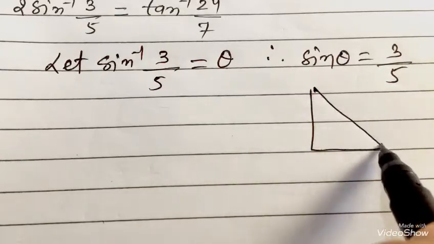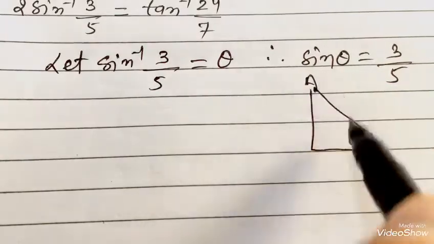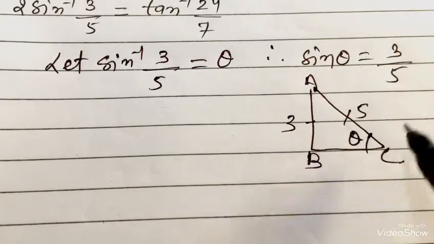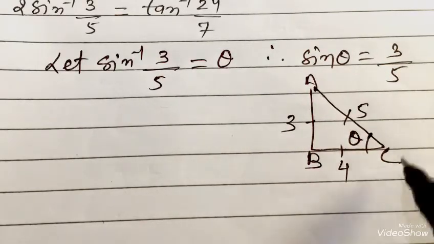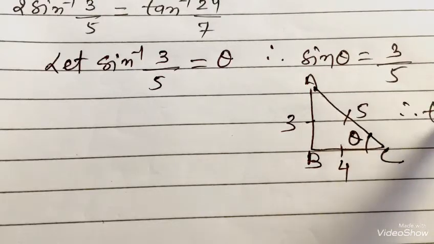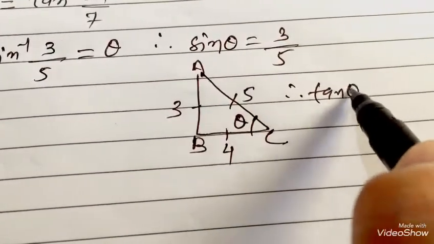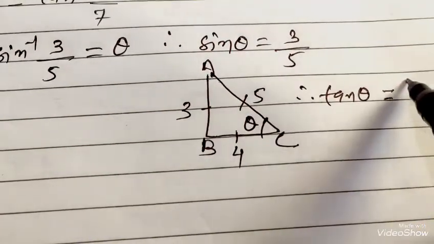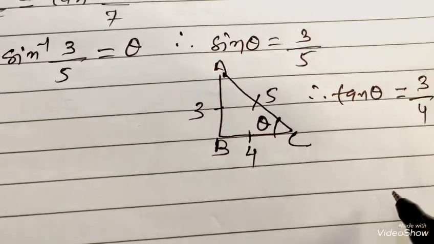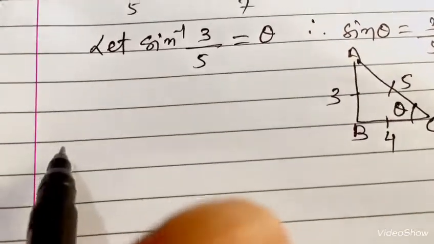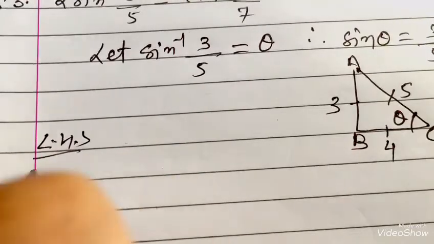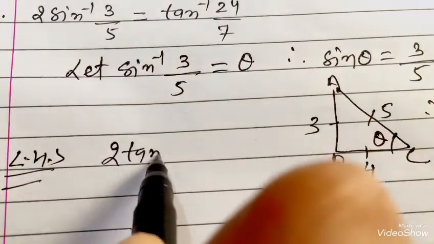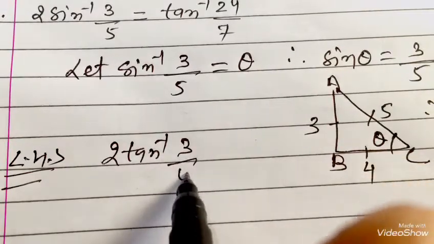So, it is theta, A, B and C. It's 3, it's 5. By Pythagoras, it is 4. So, tan theta is equal to 3 by 4. So, student, our question LHS changes to tan inverse 3 by 4.